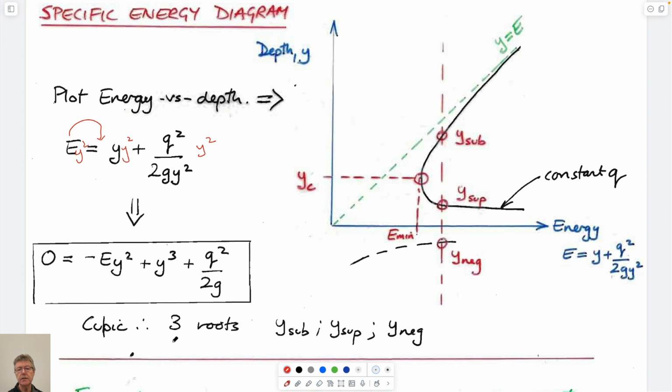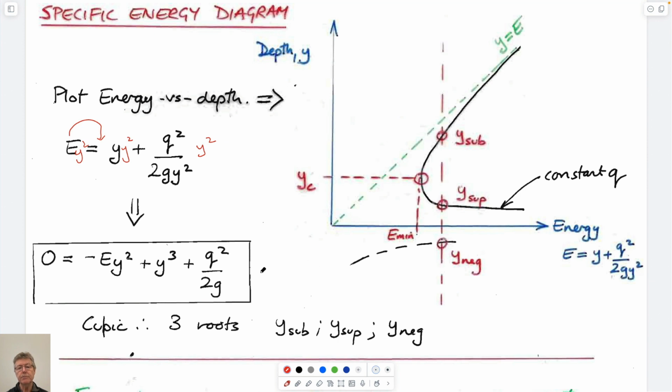And that's what this equation is here. That's just to illustrate the fact that this is a cubic equation. The highest power is Y cubed, and it has Y squared in it. Y to the power 1 doesn't exist. And so if this is a cubic equation that relates depth of flow, flow rate, and energy, then if we think about this, this has to have 3 roots.